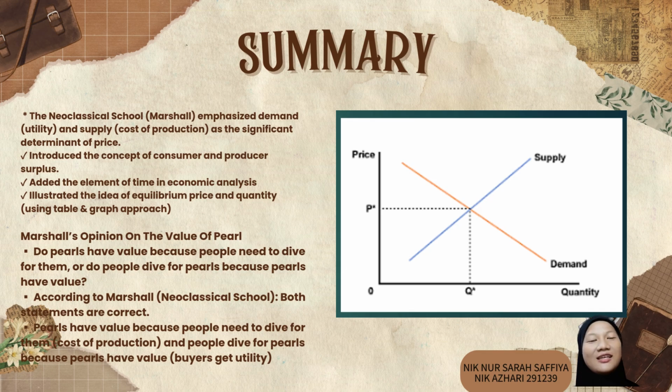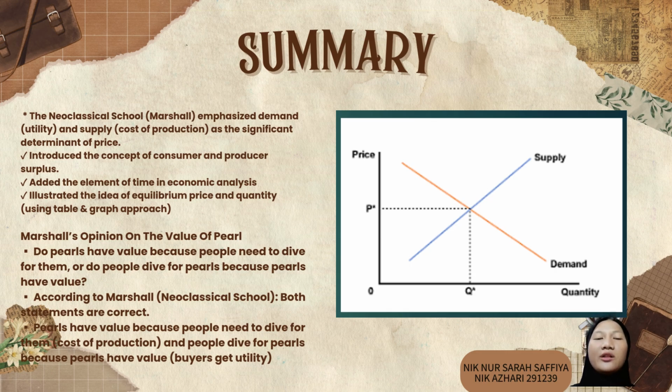Alfred Marshall, a key economic thinker, showed us that prices are not set by just one thing. Instead, it's a balance between what buyers want, that is demand, and what sellers offer, that is supply. Demand comes from how useful or enjoyable something is, while supply depends on how much it costs to make. Both forces together determine the price we see in the market.